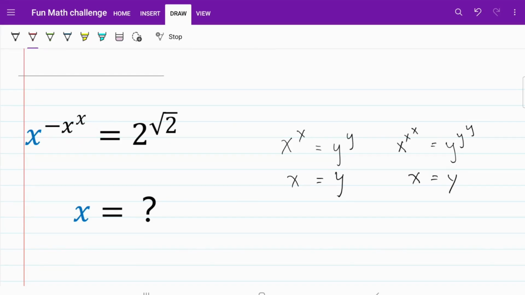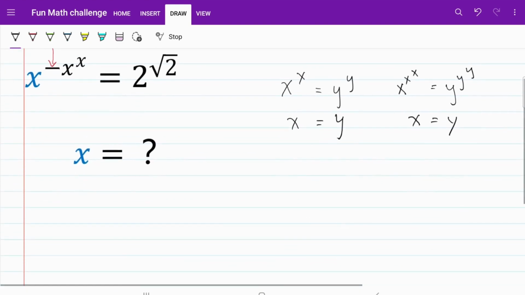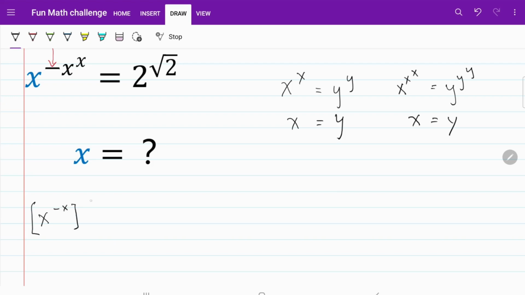The first thing that I want to look at is the negative sign here. I'm going to do something to get rid of it. We can do that by rewriting the left-hand side of this equation. So let's go ahead. I have x to the power of negative x to the power of x. I'm going to rewrite that as x to the power of negative 1 multiplied by x to the power of x. From here, I'm going to rearrange the exponents and turn this into x to the power of x to the power of x negative 1.